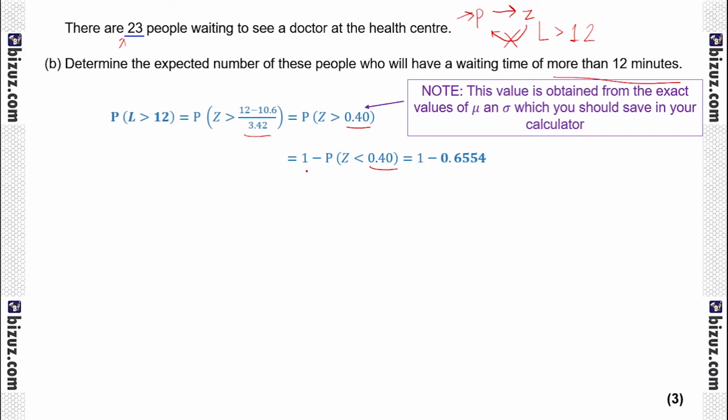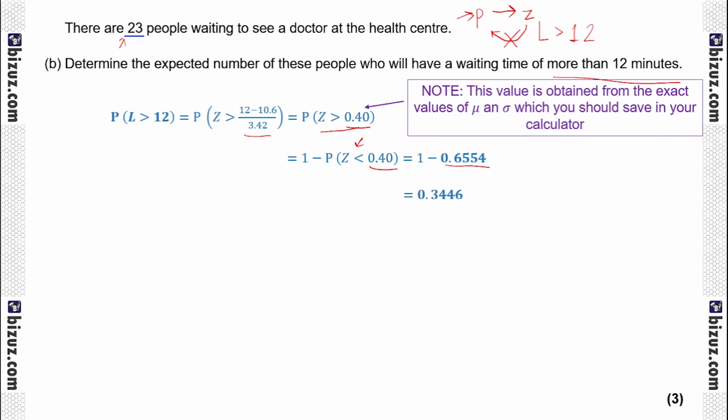Now, the probability of Z being greater than 0.4, as I discussed, being greater than something and being less than something are complements. So this is equal to 1 - P(Z < 0.4). And for 0.4, from the large table, we find that the corresponding value of the probability is 0.6554. For the large table, it's important that we have Z less than something. Now, what we get here is 0.3446.